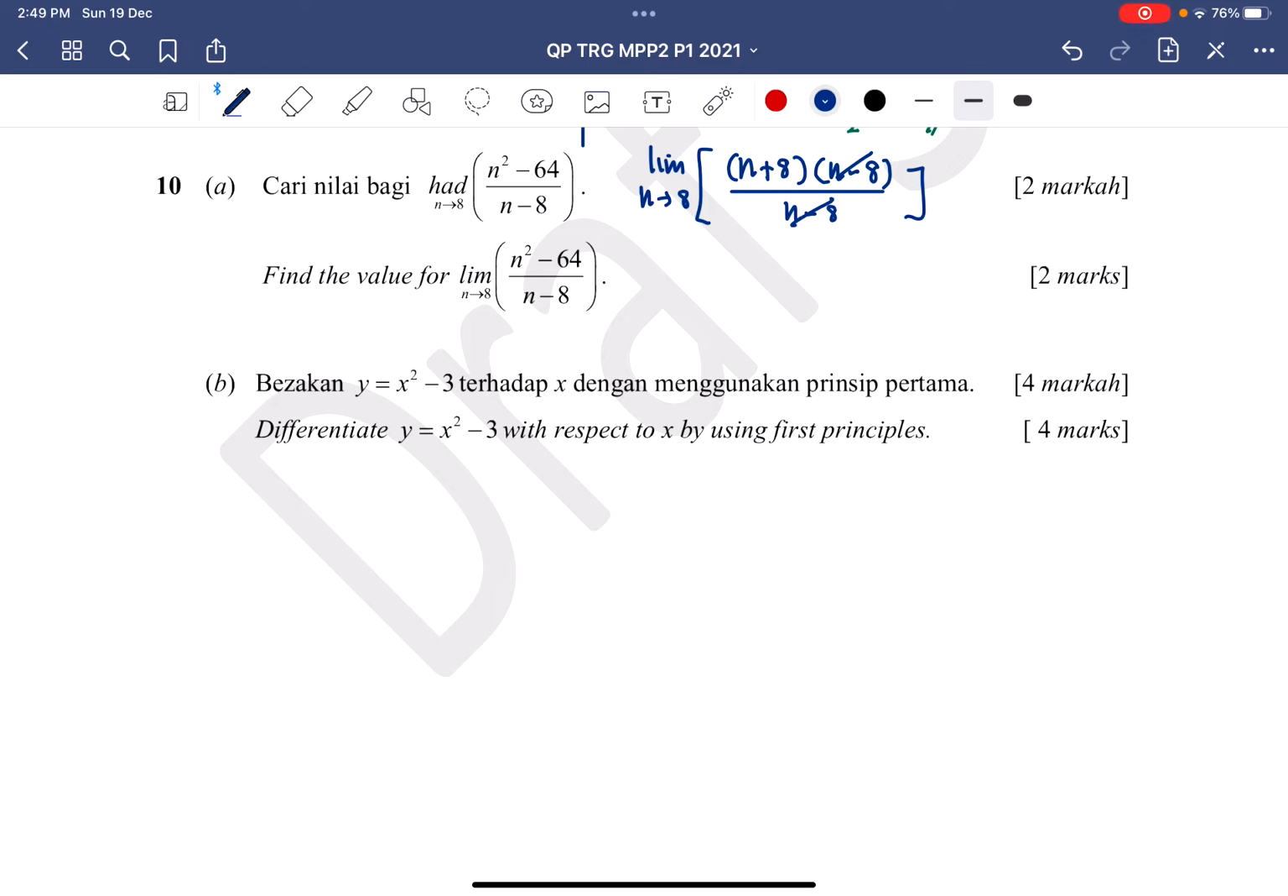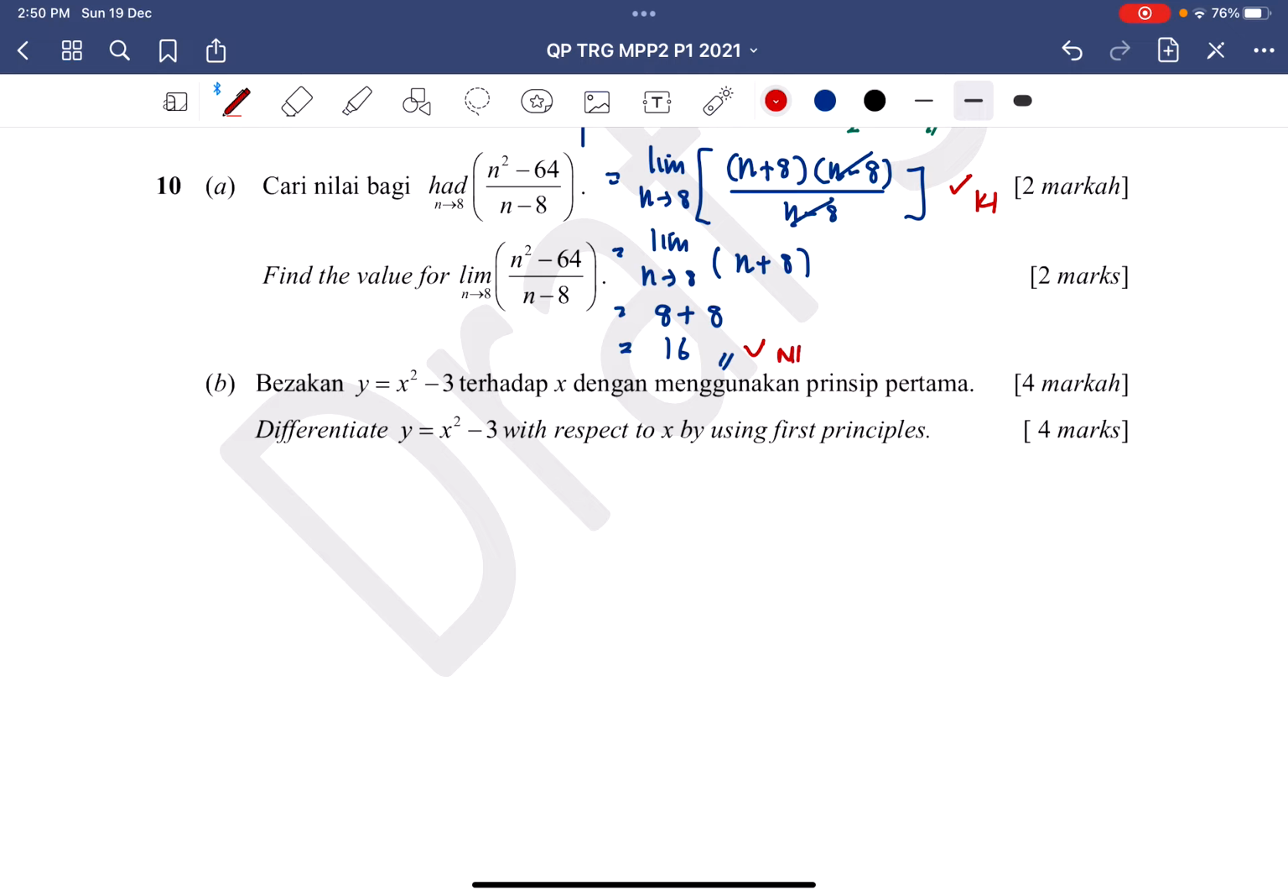So finally, I can write it as the limit of n approaches 8 for n plus 8. I can do direct substitution now, 8 plus 8, I will obtain 16. That's my final answer. So I get 1 mark when I do factorization, and I get my final mark when I get 16.